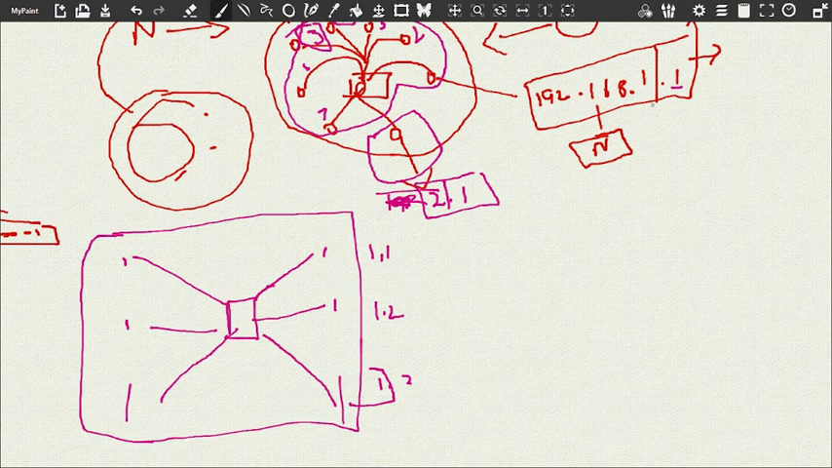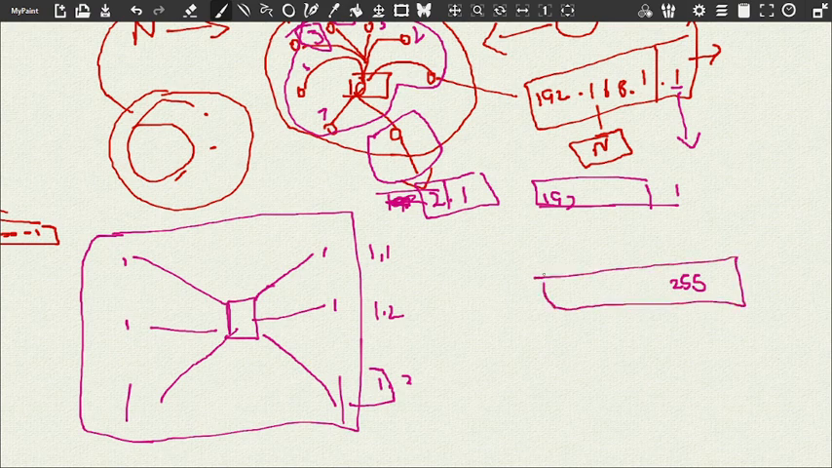How many IP addresses does this one network have? The network 192.168.1 has a range of 1 to 255, right? What is the reason behind 255? I will discuss that also. So this is 255 IPs.